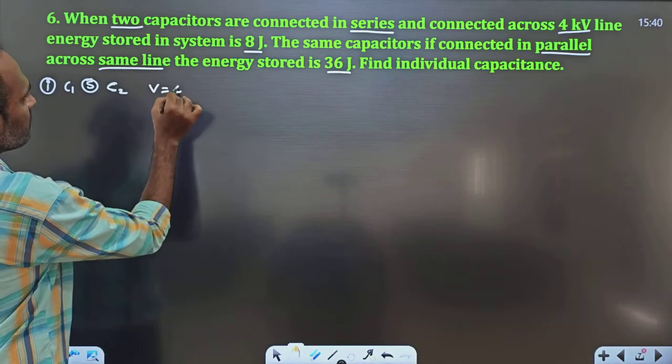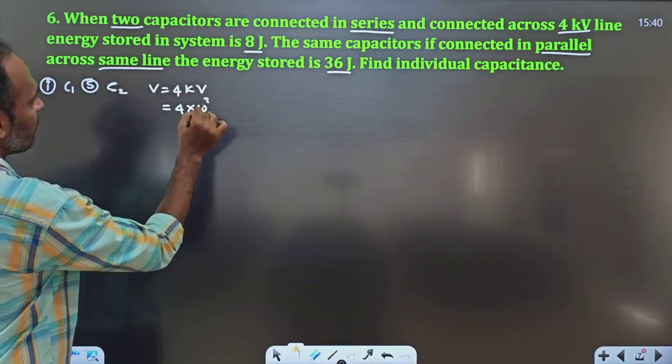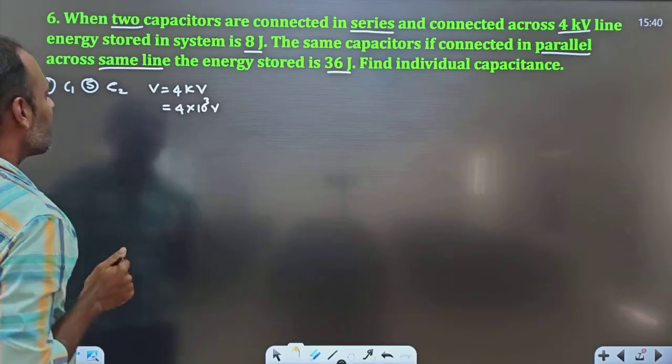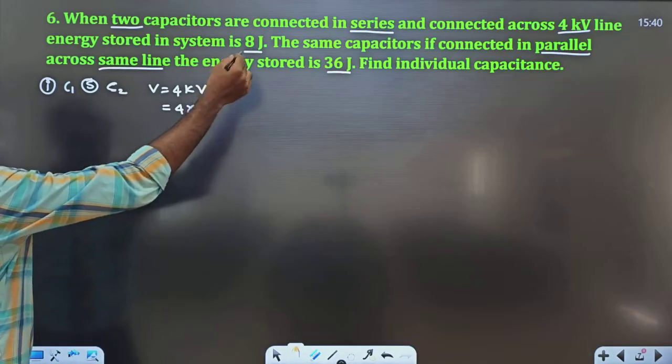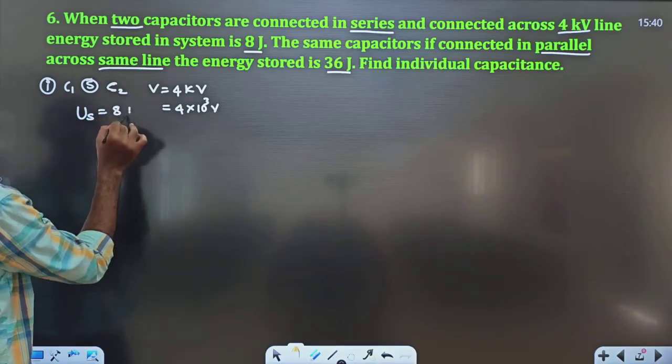So the voltage is 4 kilovolt. 4 kilo means 10 raised to 3 volts. Correct. And how much is the energy stored in that series combination? It is 8 joule. Energy stored is 8 joule.